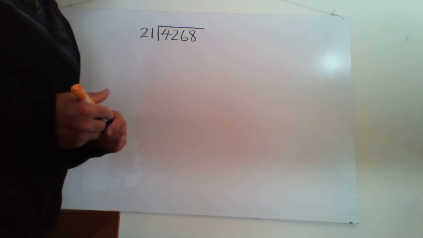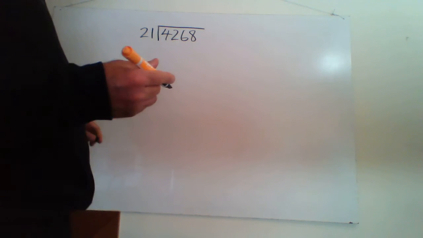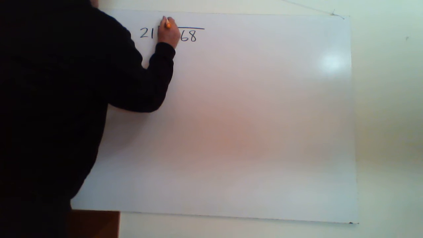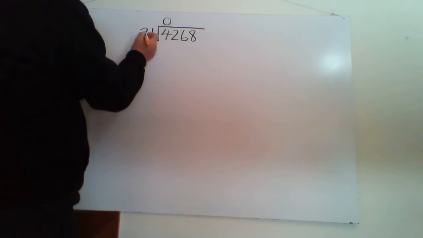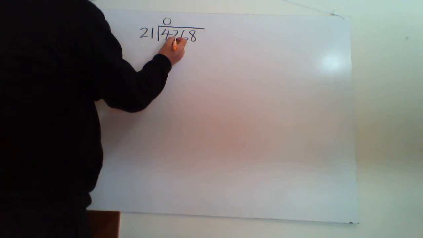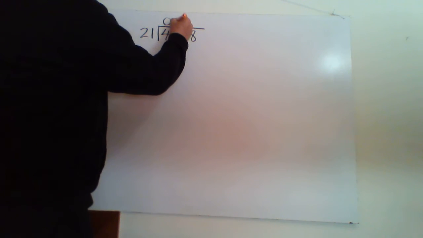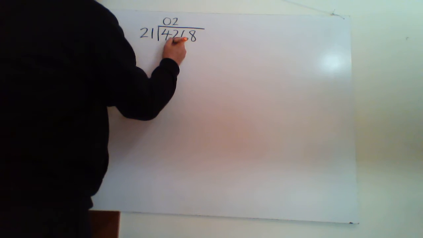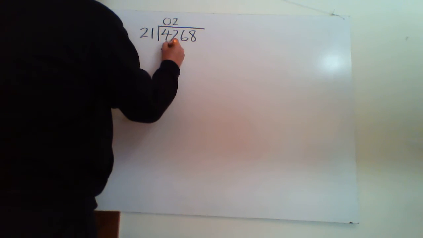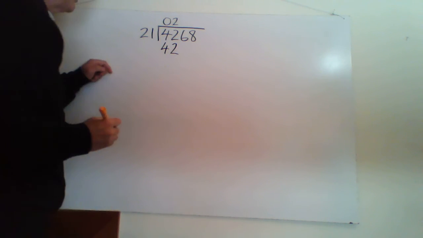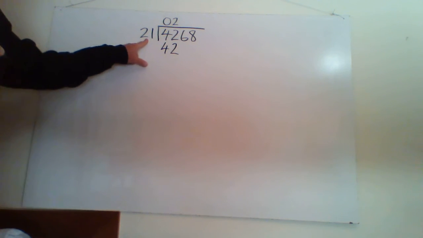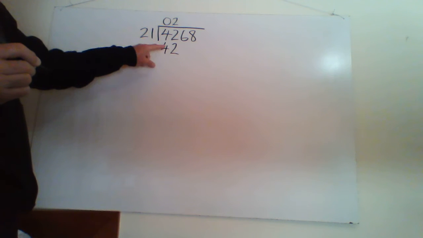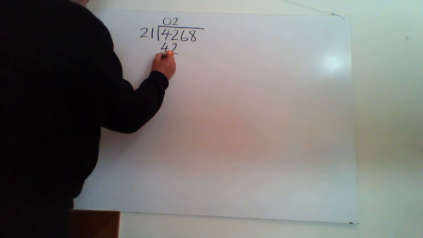All right, we're going to go a little more quickly on this one because I think we're starting to get the groove. 21 goes into 4, 0 times. 21 goes into 42. Well, luckily, it goes in exactly twice. 21 times 2 is, in fact, 42. Or we could think of it as 20 times 2 is 40, plus 1 times 2 is 2, gives us 42.